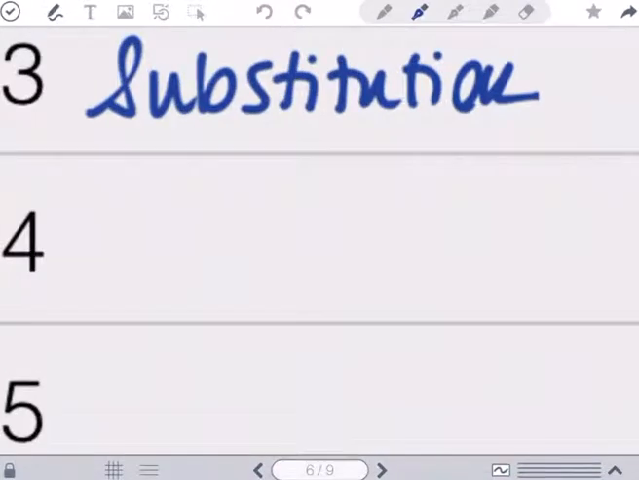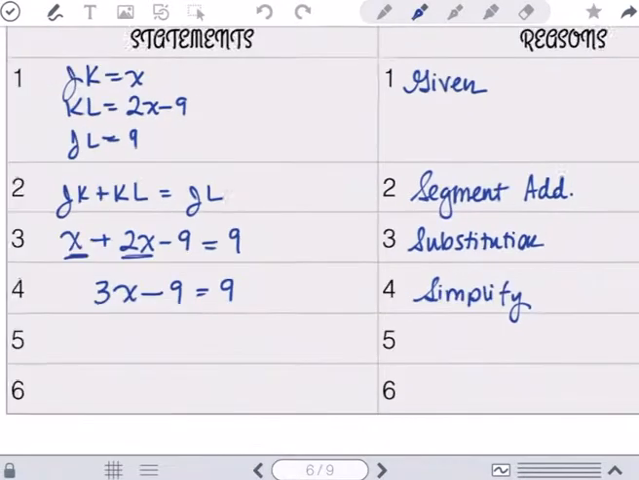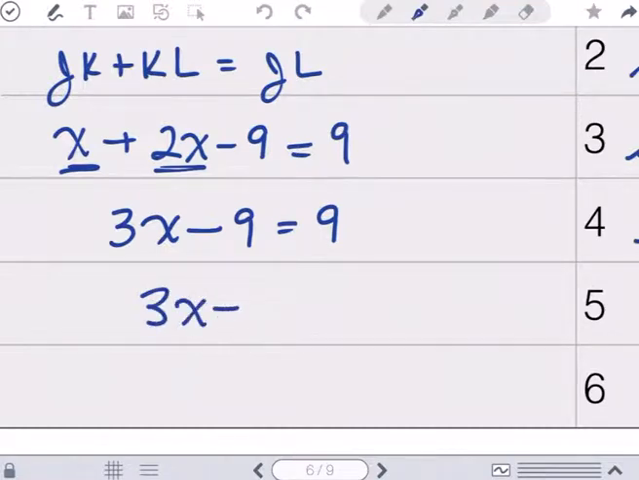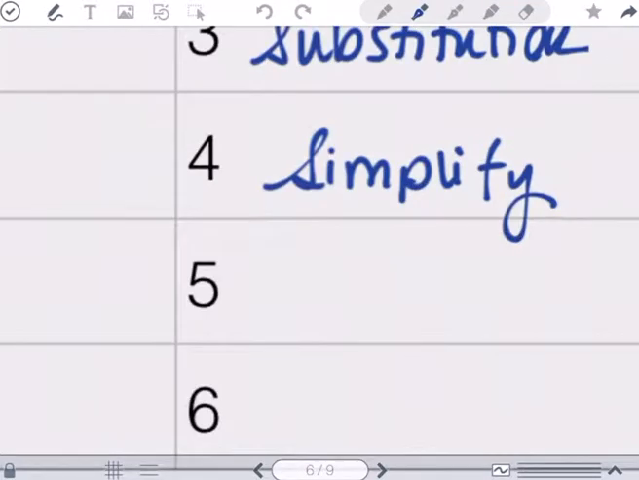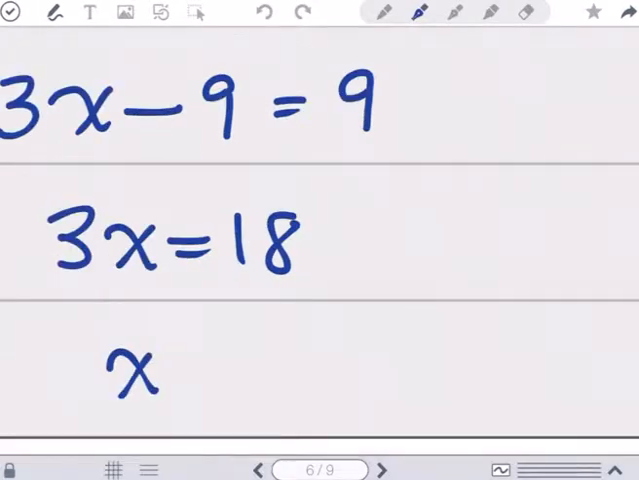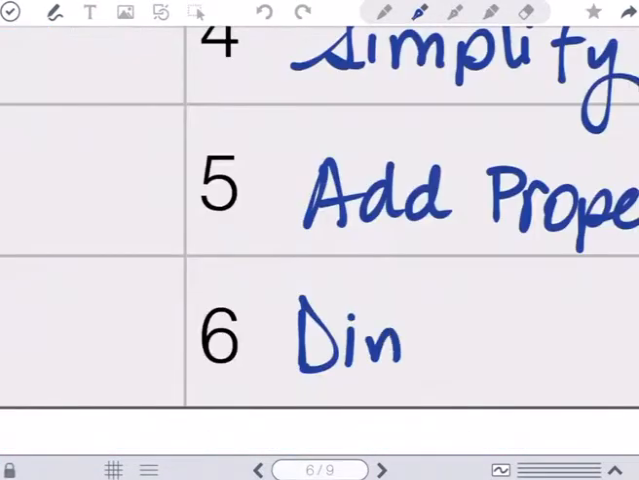So this is combining like terms, or simplify as we have come to know it in our 2-column proofs. We're then going to add 9 to both sides, so we get 3x equals 18, and that's through addition property. And lastly, we're going to divide by 3 on both sides to get 6, which is division property.